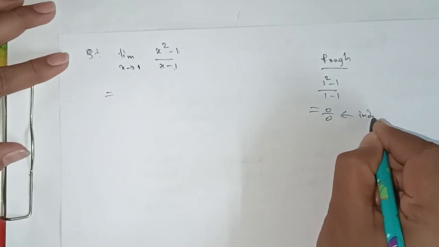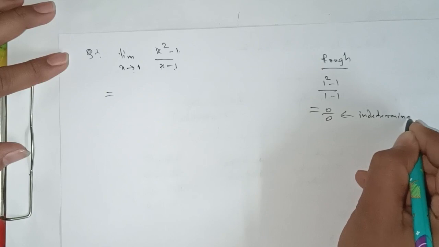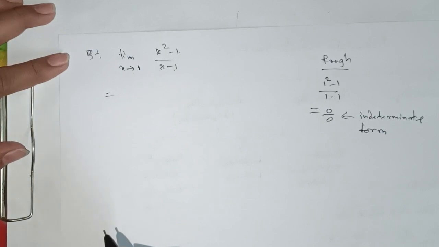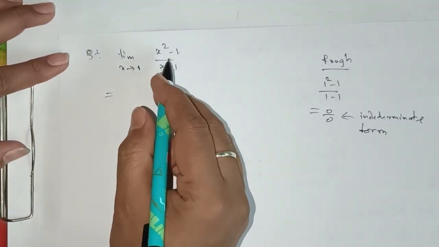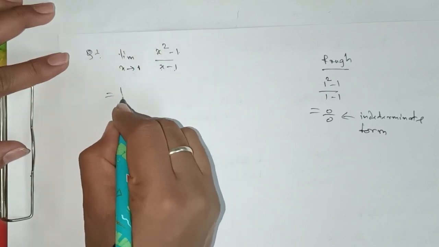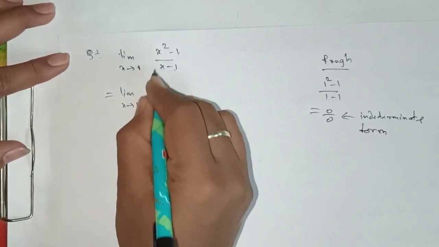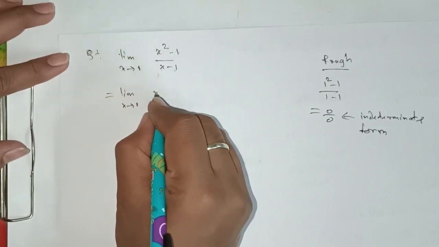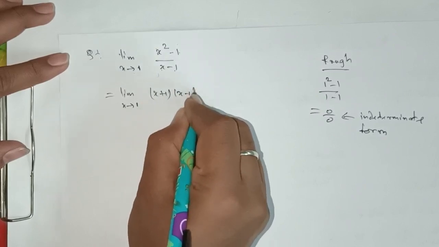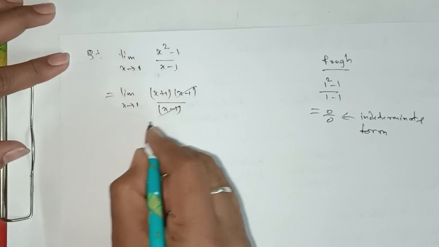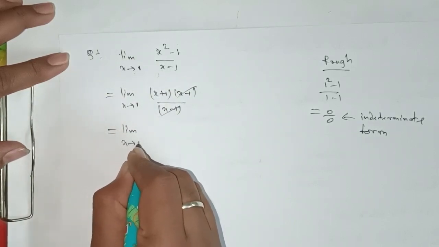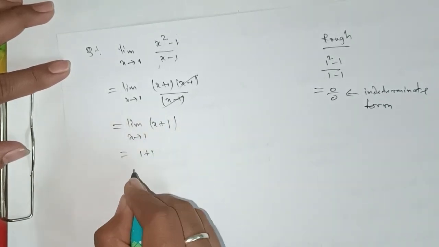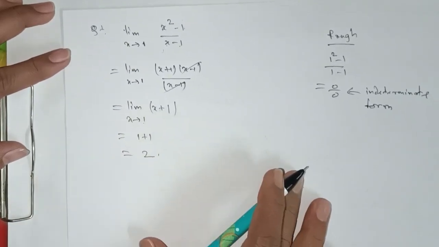This is an indeterminate form. I hope we have already seen the video for this indeterminate form. So if we get an indeterminate form, we cannot use the direct substitution method. So now we're going to use the factoring method. As we can see, if we use the factorization method, a square minus b square can be written as, see here 1 square is there, so we can write here x plus 1 times x minus 1. In the denominator you can see x minus 1. These two cancel each other. We get here limit x tends to 1 of x plus 1. So now you substitute 1 here. So 1 plus 1, we get here 2. So how simple it is, see here.